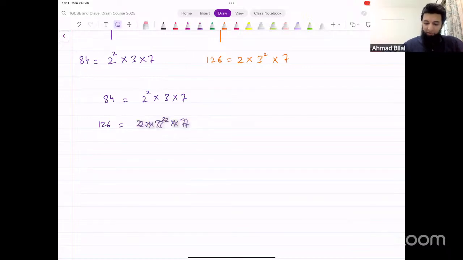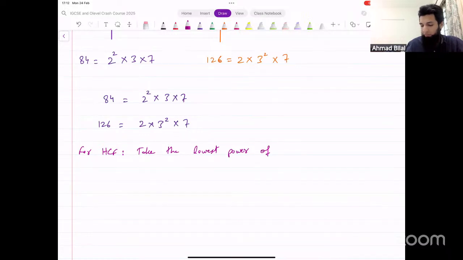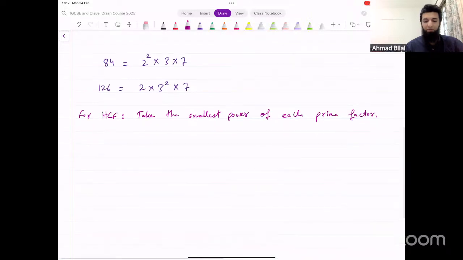For each prime factor, for HCF, what you do is you take the lowest power of each prime factor. The lowest power, or I can say take the smallest power of each prime factor. Okay, now what do we mean by that?